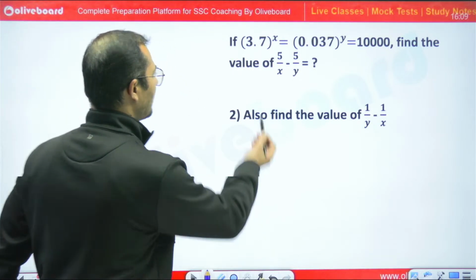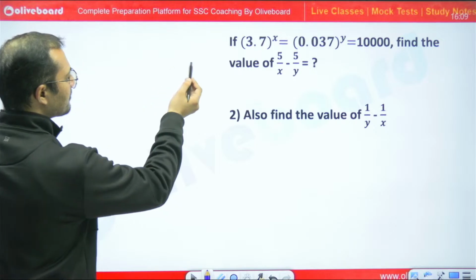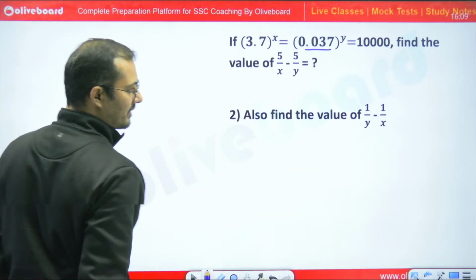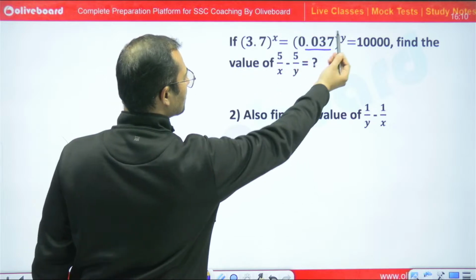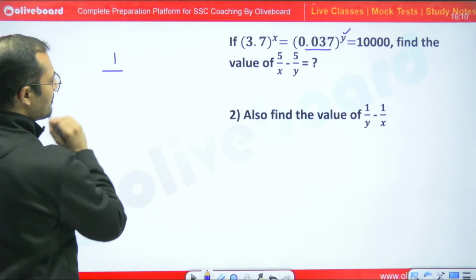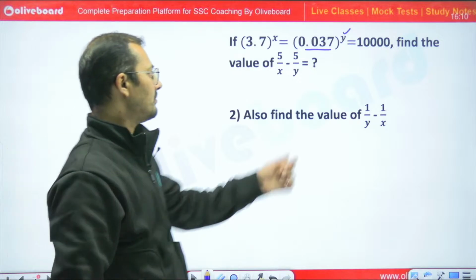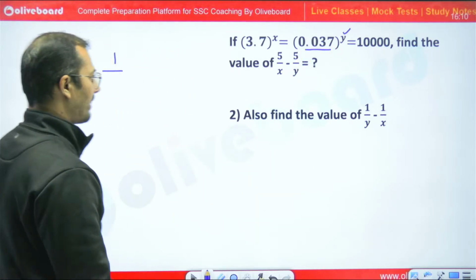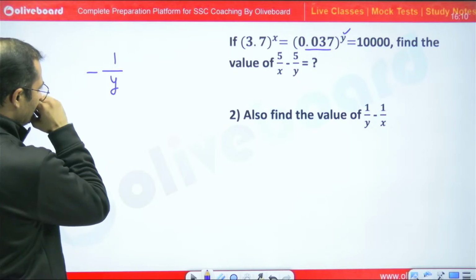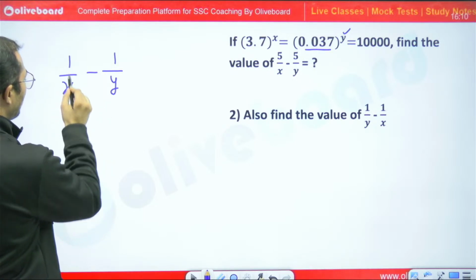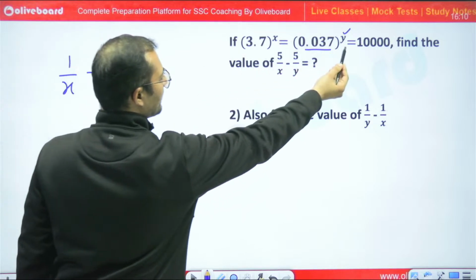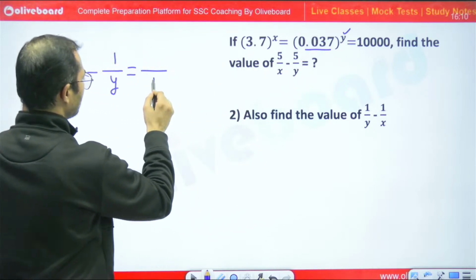Directly here we can say that the maximum number of digits are there in this second portion. So just focus on the power. The base with the maximum number of digits, its power must be negative, so it would be 1 upon y. So this must be negative. So directly we can say that 1 upon x minus 1 upon y is equal to what? We can write it as 10 to the power 4.